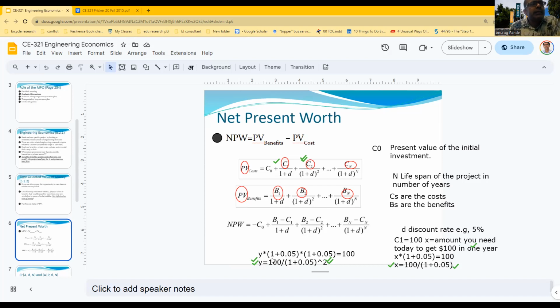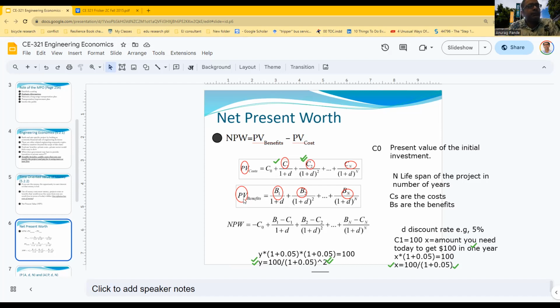And you can see that because 1 plus 0.05 is more than 1, the value of future dollars is always lower in terms of today's dollar. So it's 100 divided by 1.05, 100 divided by 1.05 whole squared. So D is what we call the discount rate, or 5%.